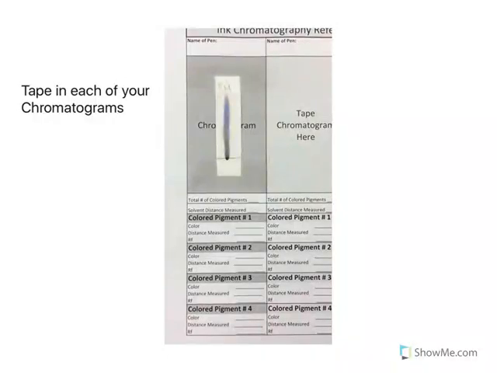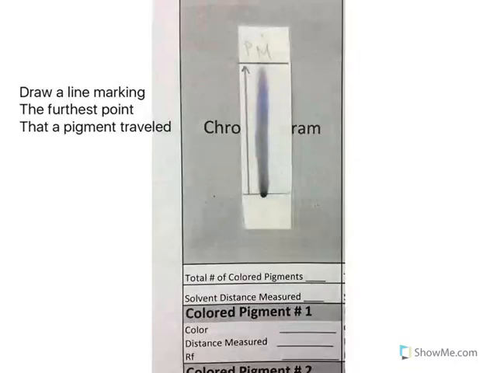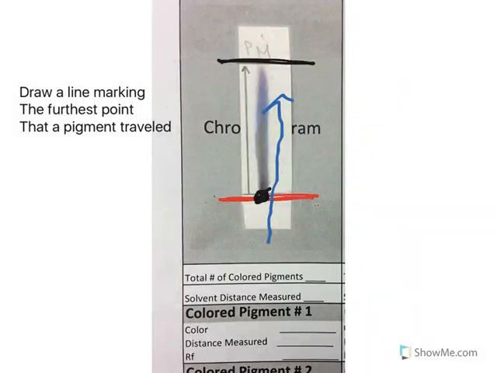For training purposes today, I'm going to just be focusing on teaching you how to analyze this chromatogram right here. So you're going to tape it in. Next thing you guys are going to do is draw a line to the furthest point that a pigment traveled. So we know that this down here is our starting line, right? As the water hit the filter paper, it traveled up the filter paper. It dissolved all of the pigments that made up that black ink. And the one that traveled the furthest got all the way up to here, and that would have been our purple ink right there. So you're going to draw a line, think of this as our starting line, and think of this right here as our finish line.